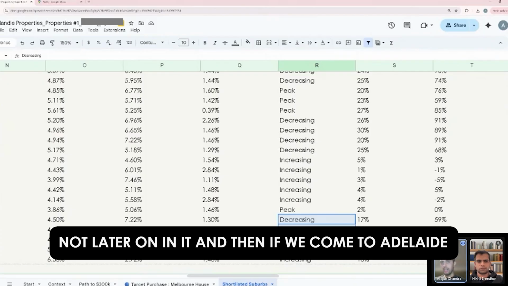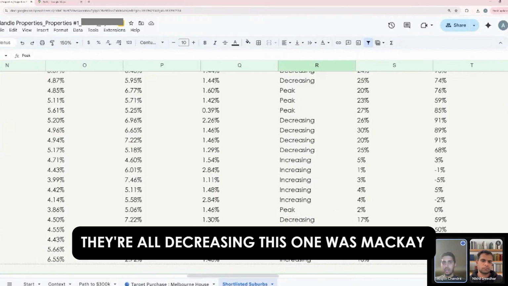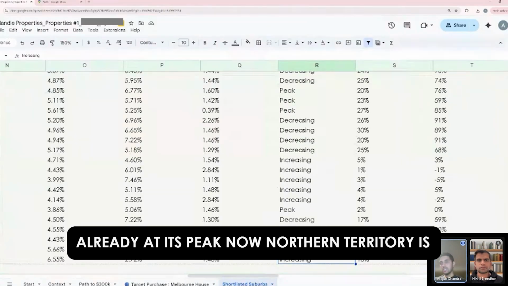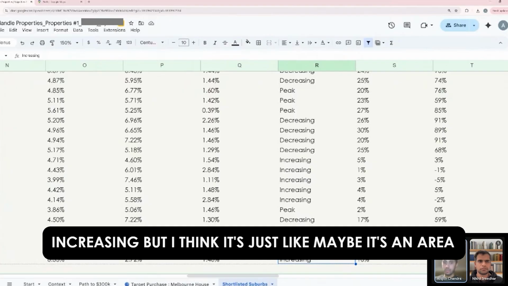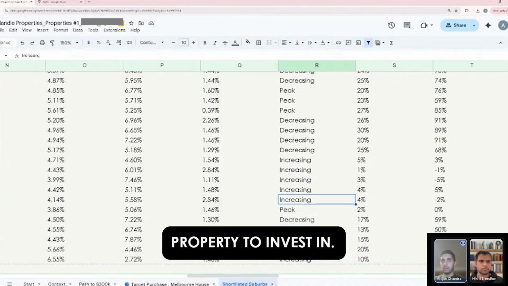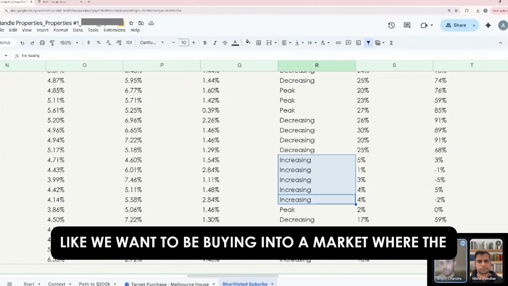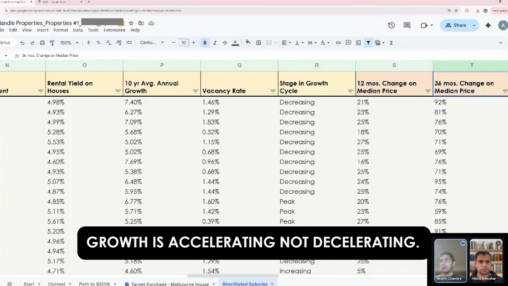And then if we come to Adelaide, these 3 were Adelaide, they're all decreasing. This one was Mackay, already at its peak. Now Northern Territory is increasing, but I think it's an area we consider when we already have 5 or 6 properties, probably not a good second property to invest in. In summary, what we want to see is increasing. We want to be buying into a market where the growth is accelerating, not decelerating.